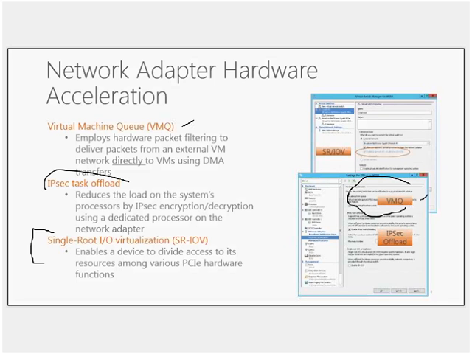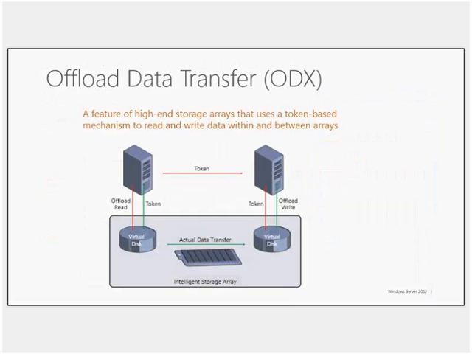It's helpful anytime the CPU can't keep up with the rate of data transfer, right? Or where CPUs need to perform useful work while waiting for a relatively slow I/O data transfer to do its thing. So hardware is our friend here, and Windows Server 2012 takes advantage of that. So let's take a look at offload data transfer.